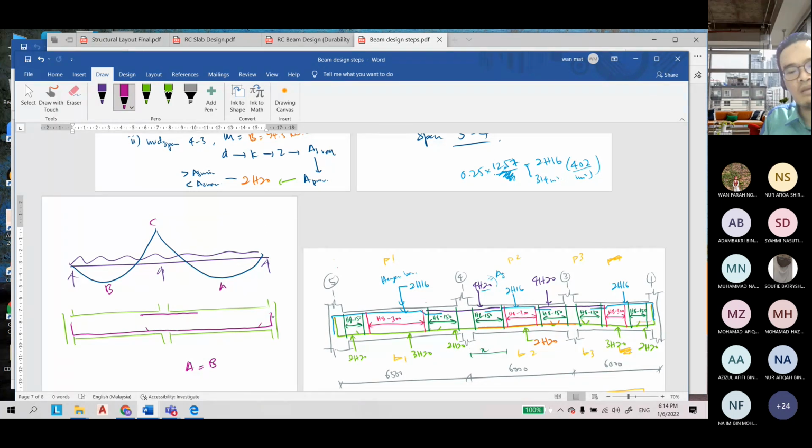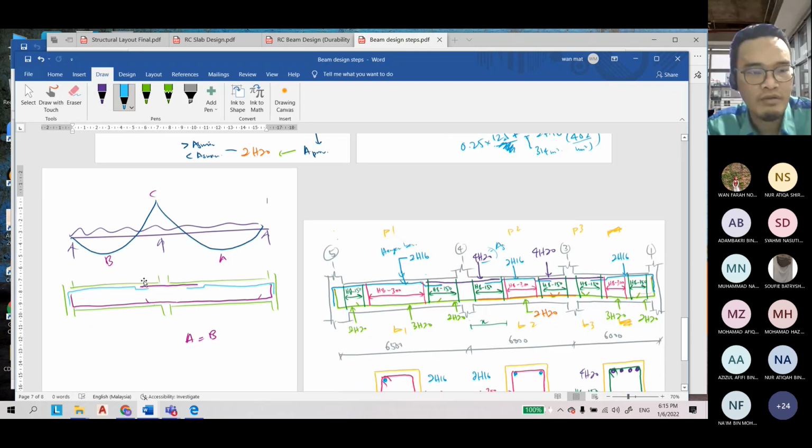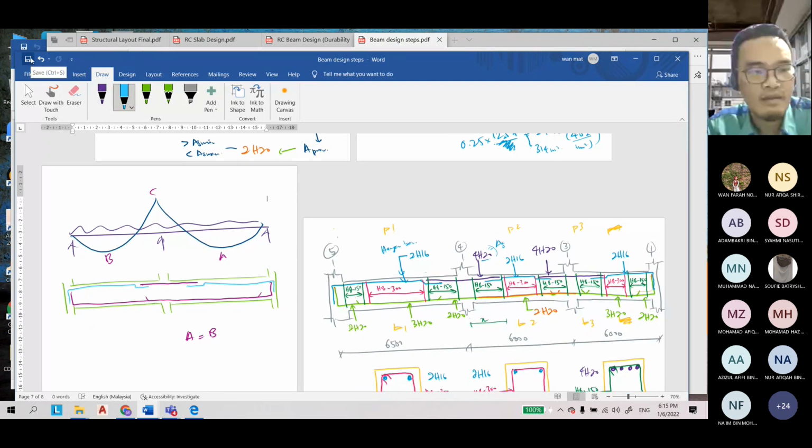Kan, lepas tu you buatlah dia punya hanger bar tadi. And this is example. Kalau you dapat, you buat second. Lepas tu you buatlah dia punya shear reinforcement. Shear reinforcement lebih kurang macam ni juga. Macam yang 3 span. Okay? Boleh ya? Boleh. Okay. So saya harap you boleh buat semula.